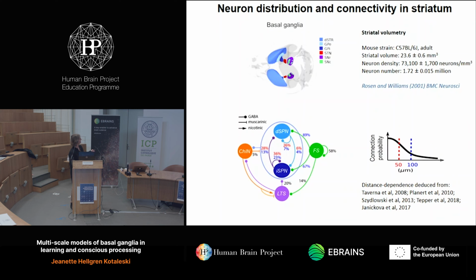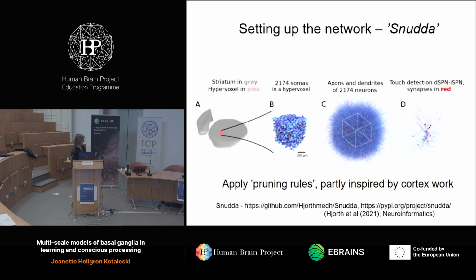So then, of course, you need to know the structure. If you want to model, for instance, the whole striatum, you need to know the volume and the boundaries and so on. And you also need to know the density of cells, and maybe if there are some gradients over the tissue in different parts of the striatum. And you need to know the connectivity and how the connectivity decays over distance. All this type of structure information.